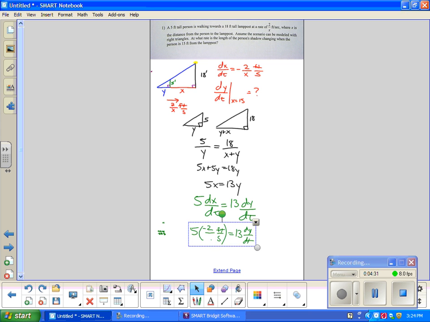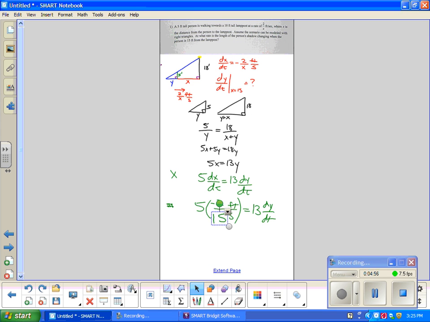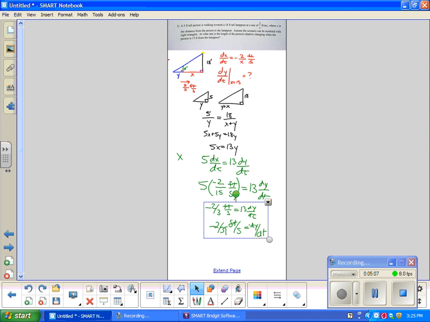So I will plug in, and I guess initially it was 2 over x here, right? 5 times negative 2 over x feet per second equals 13 dy/dt. And again, the 5 and 13 were unitless, all right? But I know it asked me to find dy/dt when x was 15. So I can plug that value in. And think about it, now it's just solving for dy/dt. If I do that, I get dy/dt equals negative 2/39 feet per second.